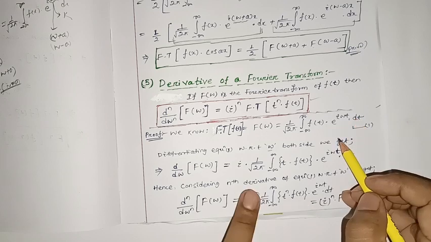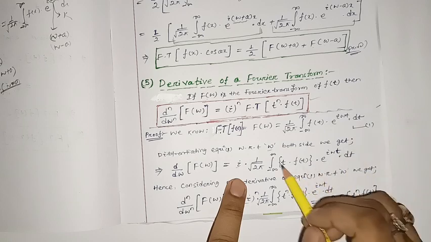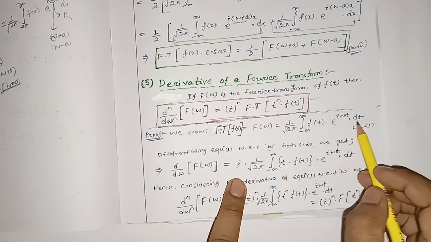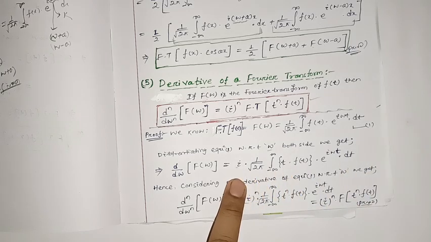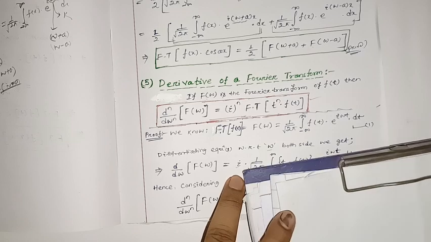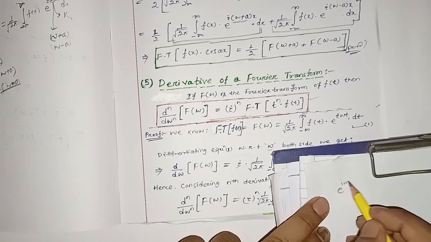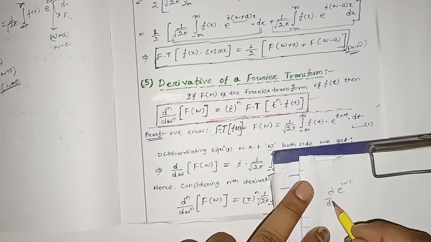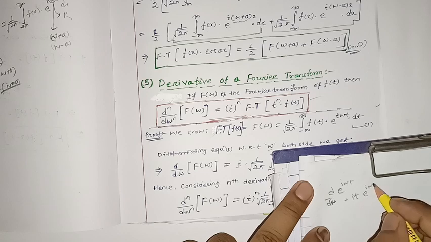I omega t. I is taken outside, but t is written inside because this integration is with respect to t, so t cannot be taken outside. Here you can see the differentiation of e to the power I omega t with respect to omega. That will be I t times e to the I omega t, so t will be a constant.